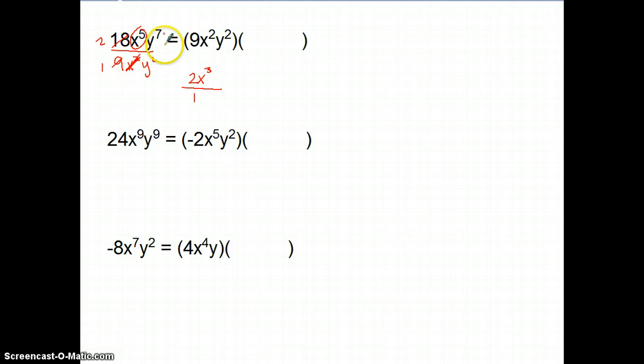For my y's, when I reduce, there are more y's on top. 7 minus 2 is 5, so I have y to the 5th power on top, which is just 2x to the 3rd, y to the 5th.